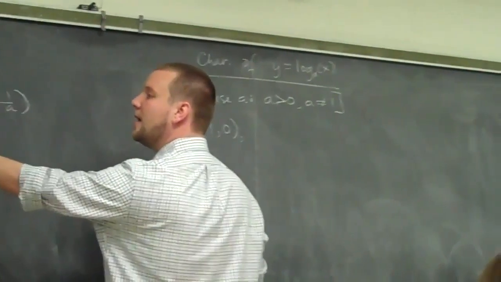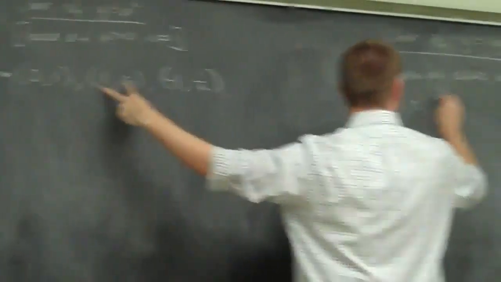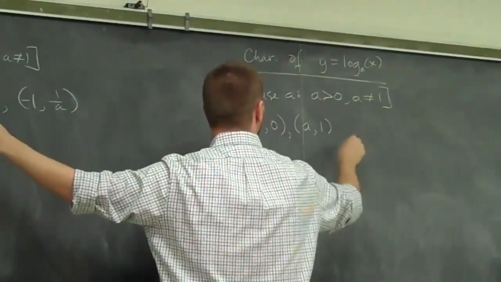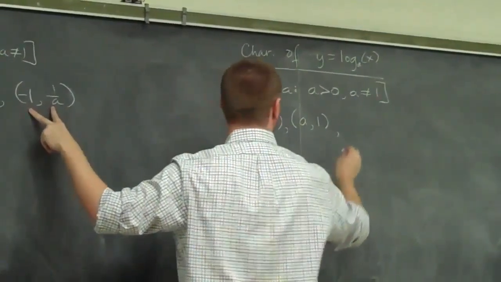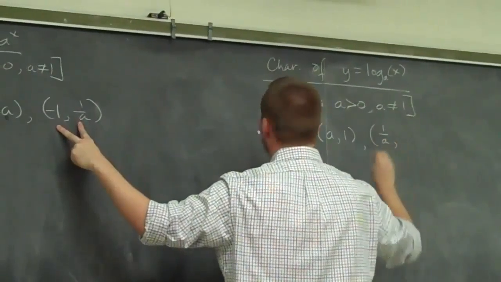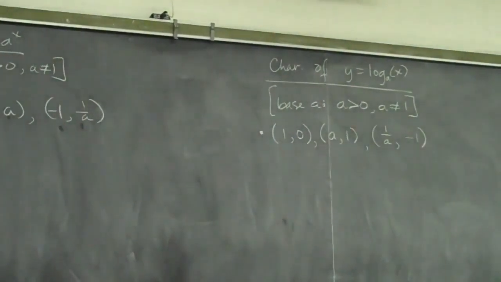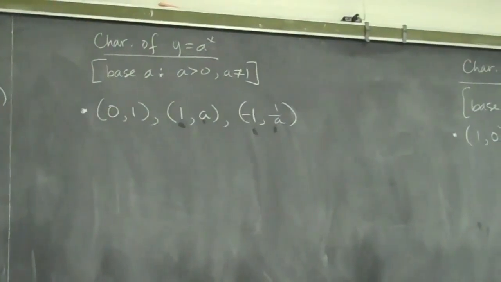Instead of going through 1, a for the exponential, the log would go through a, 1. Yeah, I mean a comma 1, base comma 1. And then switch those two, it's the reciprocal of the base comma -1. Okay. Next property.